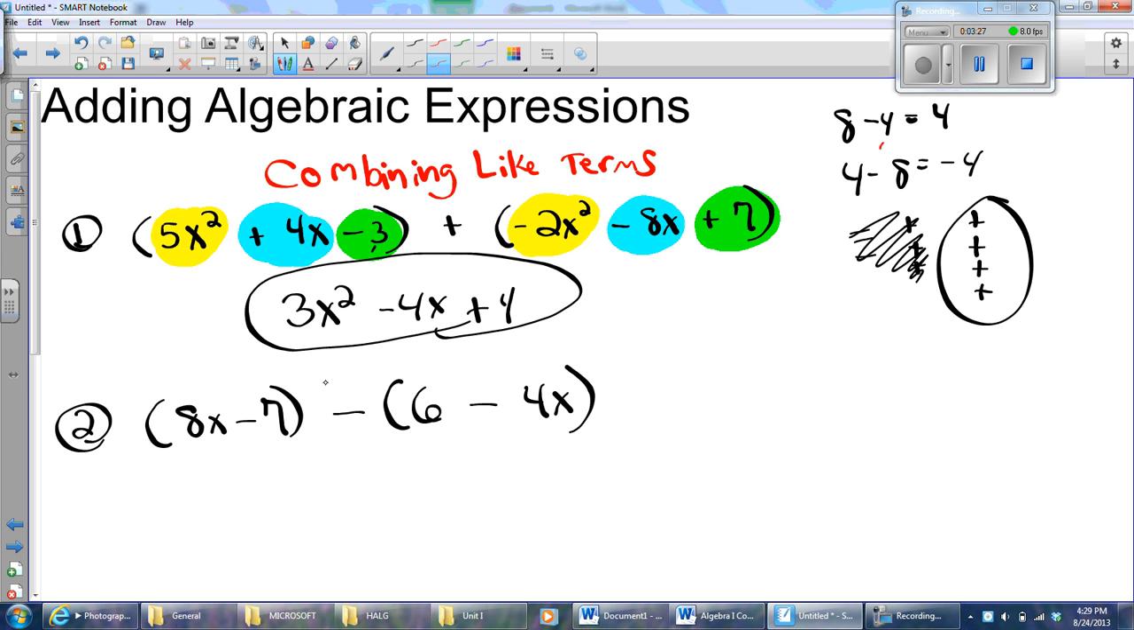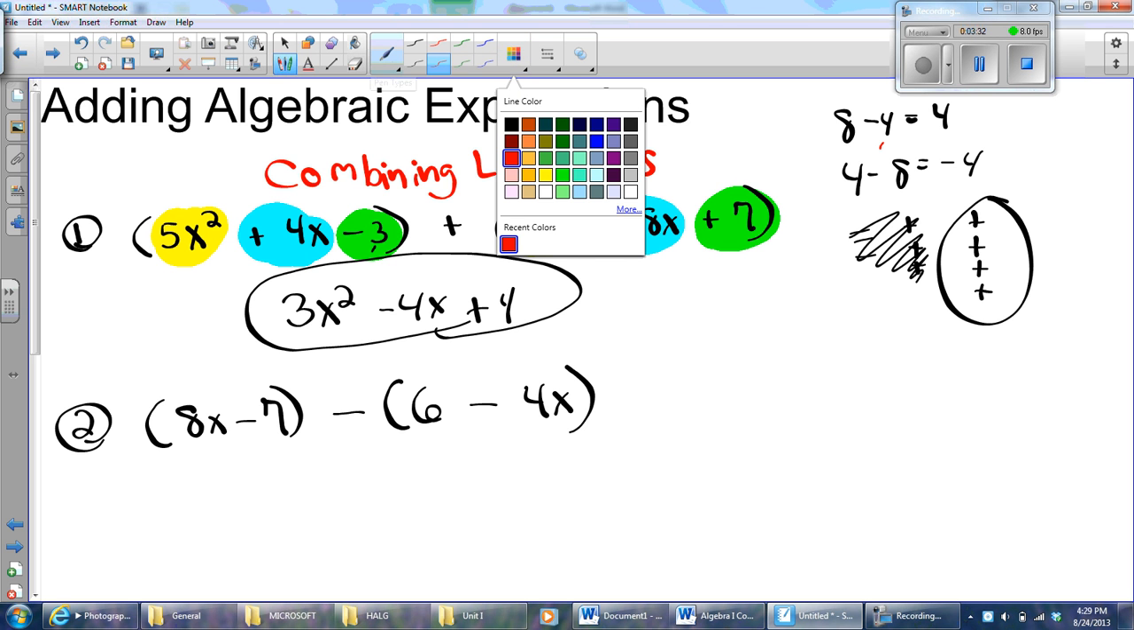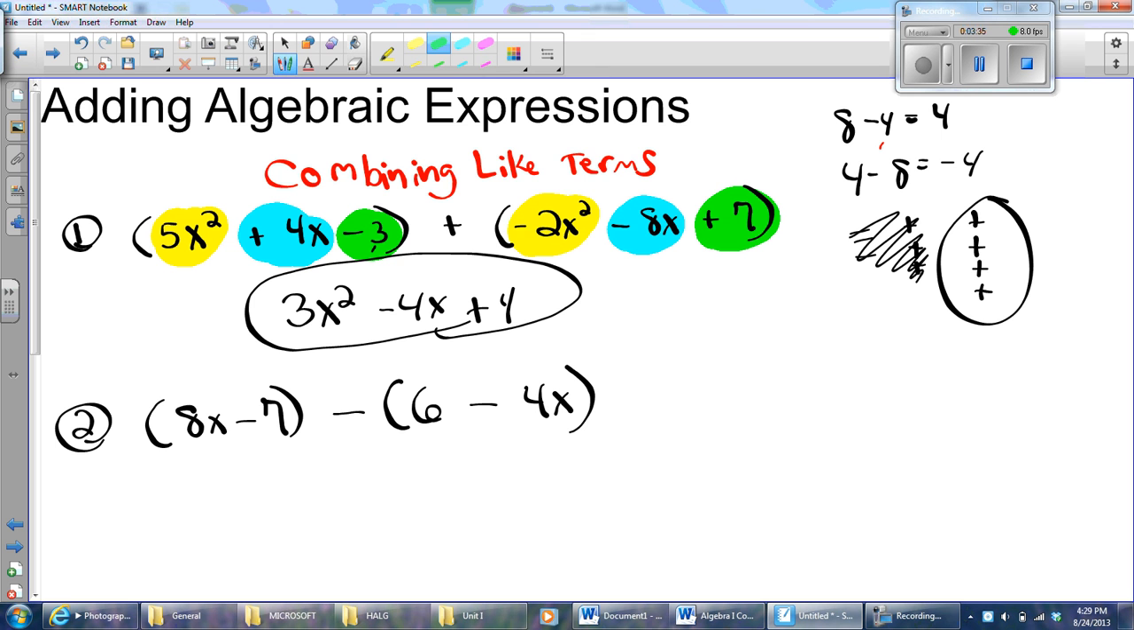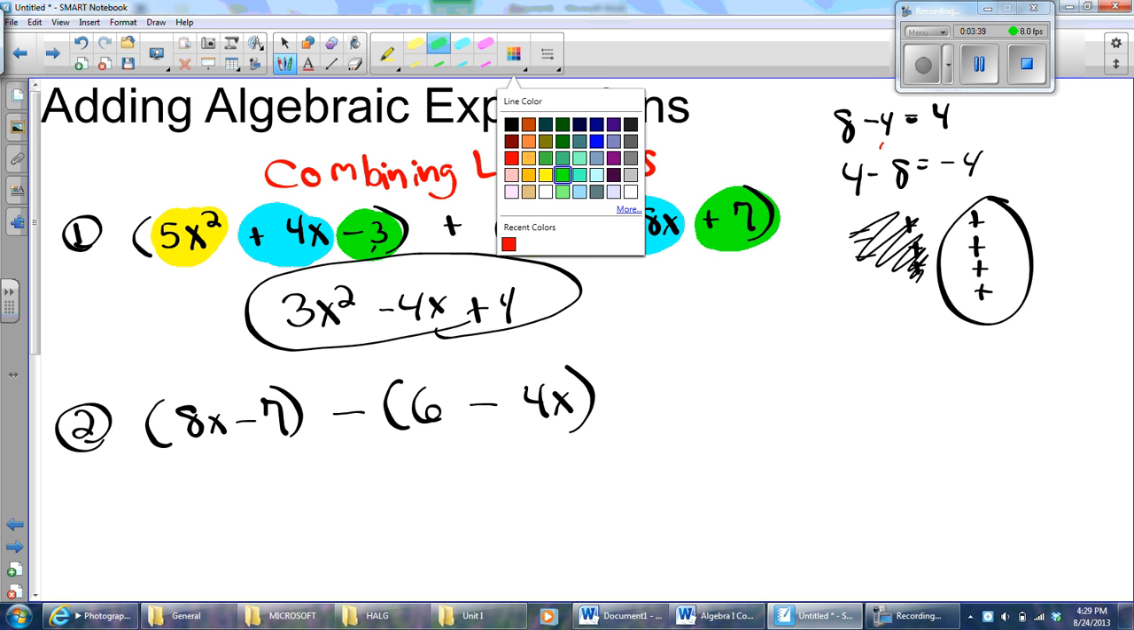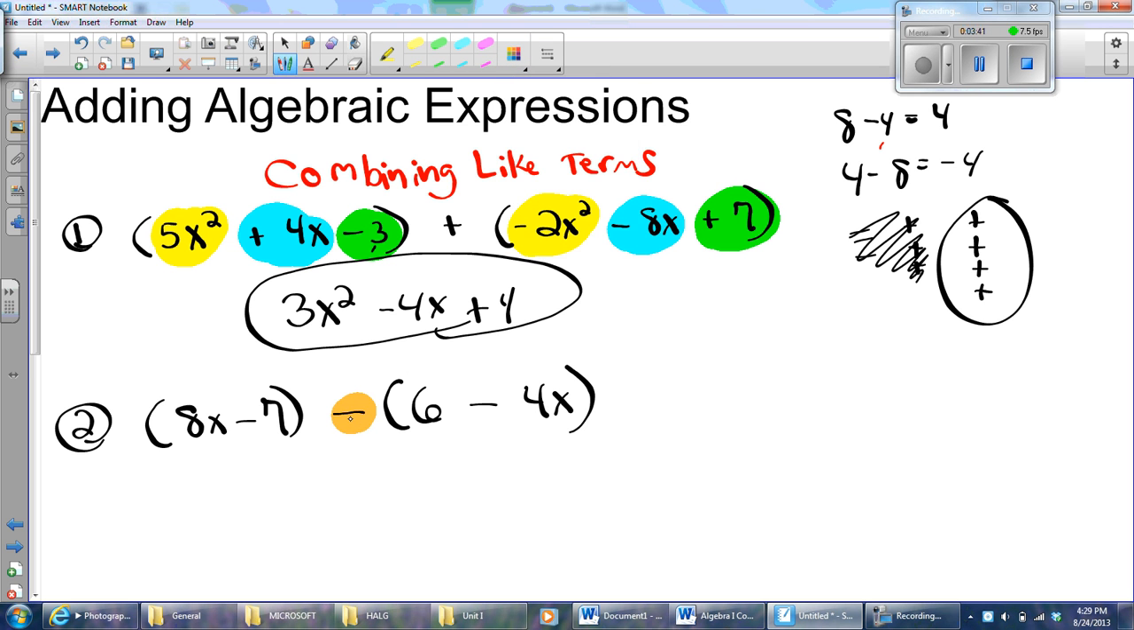Okay. Now, the second problem here, you see this negative in front of the quantity? Hold on 1 second. This negative belongs to the quantity it's in front of, just like a negative sign on this 8 belongs to the 8x. This negative sign belongs to the 3. The positive here belongs to the 4. This negative belongs to the quantity. Does it belong to the 6? No, it belongs to both the 6 and the 4.